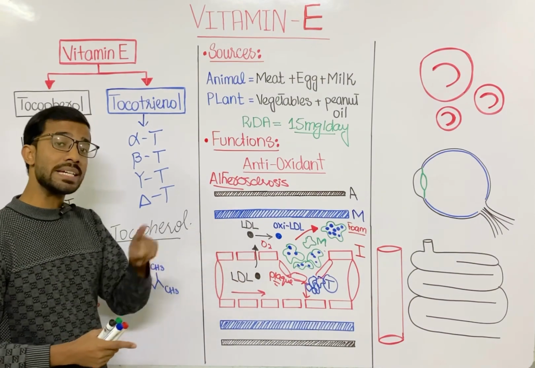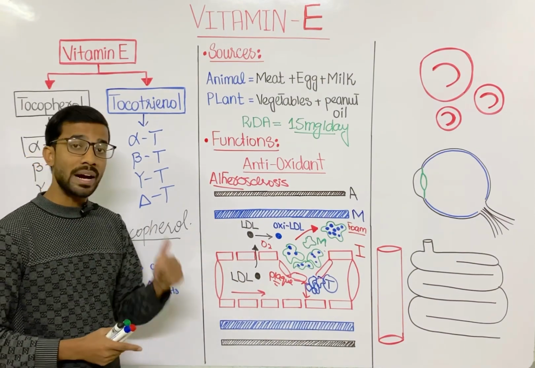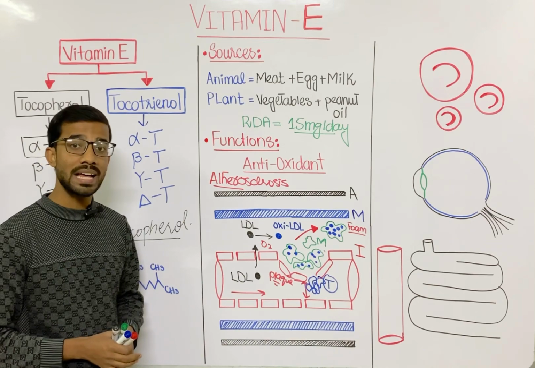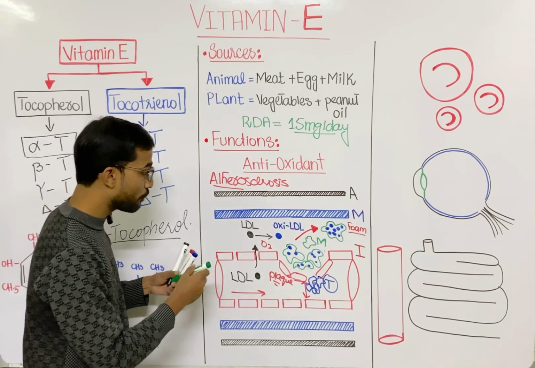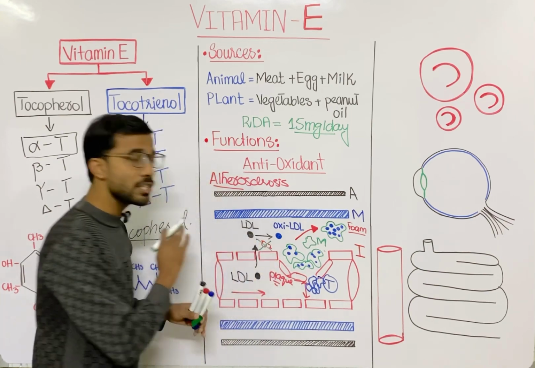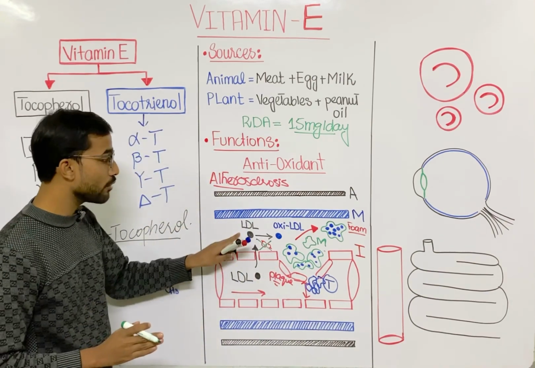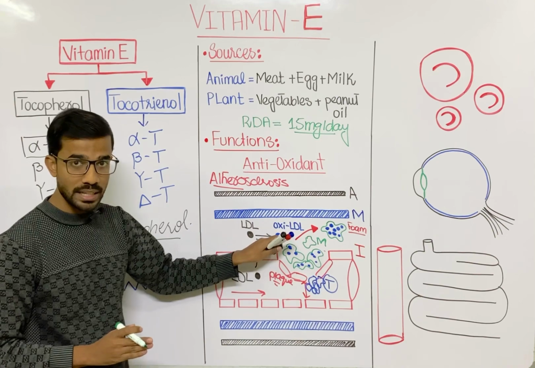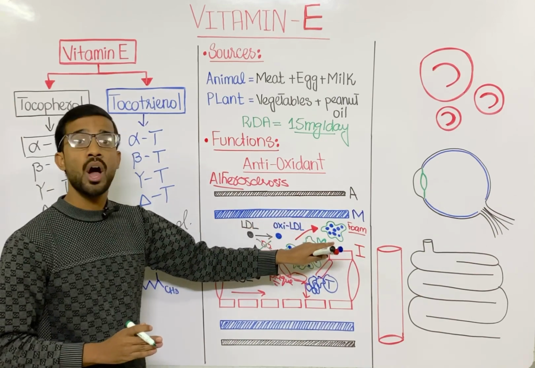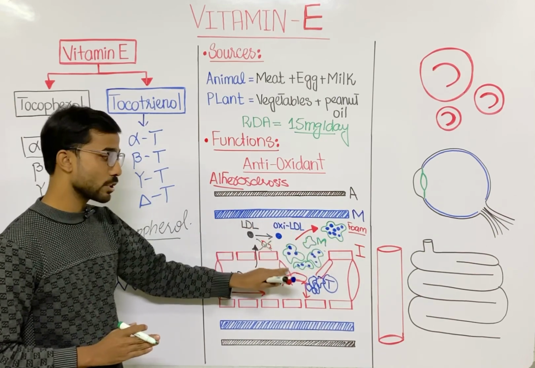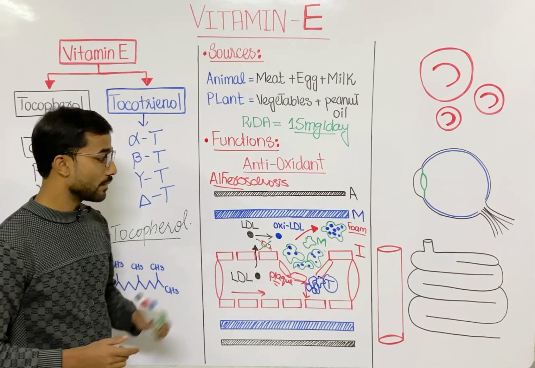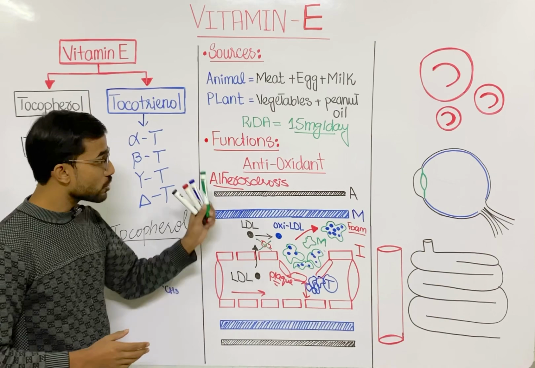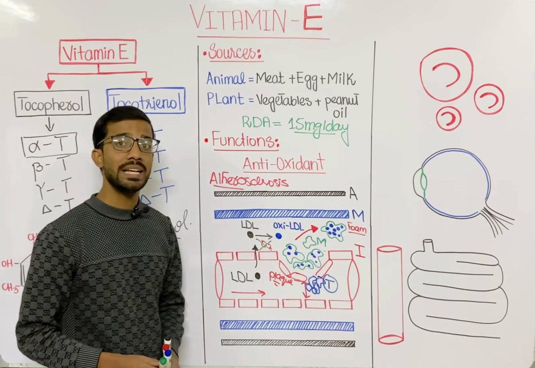But when someone takes vitamin E, then vitamin E actually works as an antioxidant. It actually removes the free radicals. When there are no free radicals, there is no conversion of LDL to oxidized LDL, there is no formation of the foam cell, there is no formation of the plaque, and there is no cardiovascular disease. Okay, that is the most important function. So that's why vitamin E works as an antioxidant.